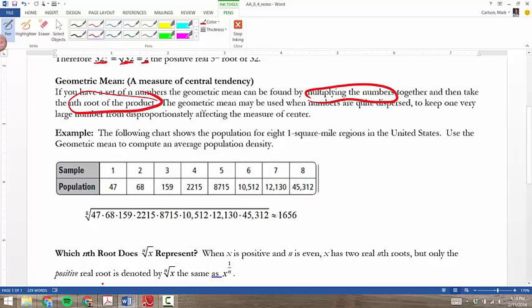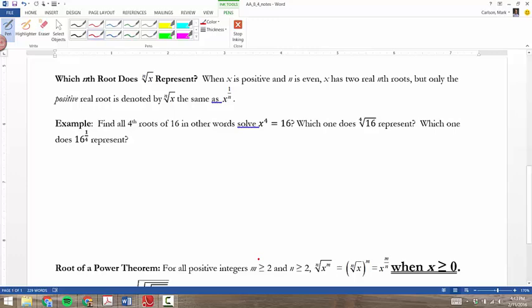What we would do is take all of these numbers and not add them together but multiply them together. Once we've done that, we take the 8th root of the product. So if I take all of these numbers, multiply them together, and then take the 8th root, you'll notice that I get 1656.